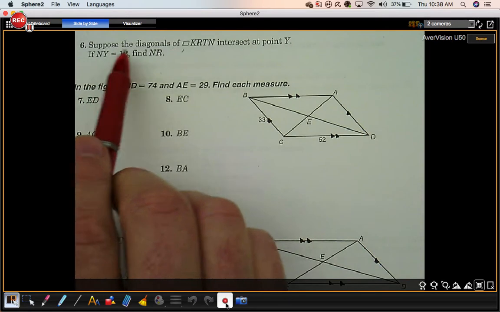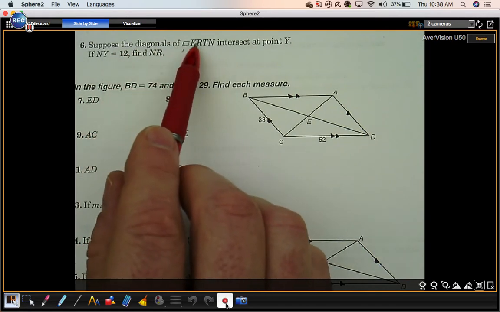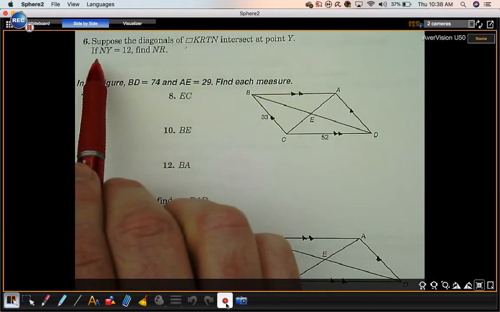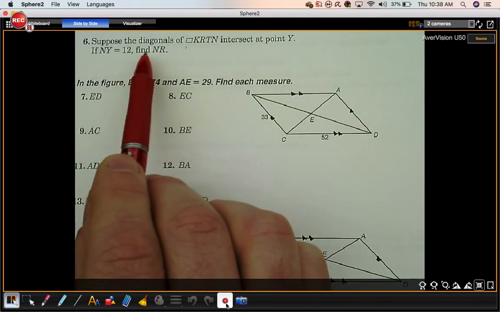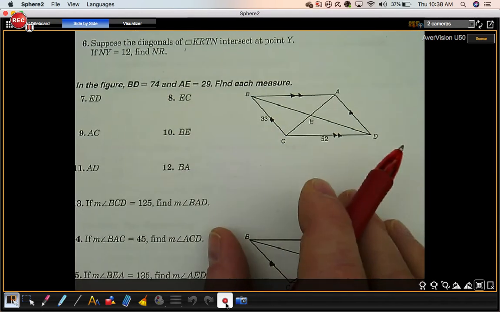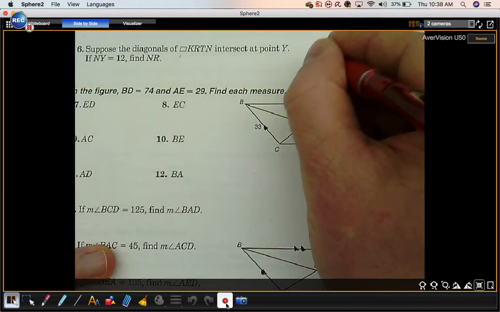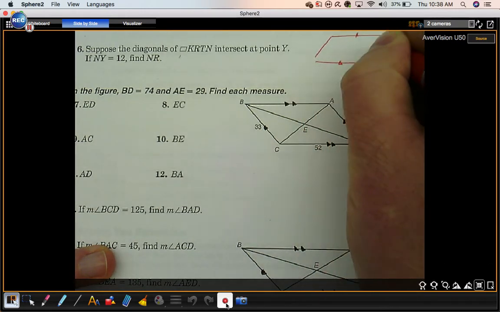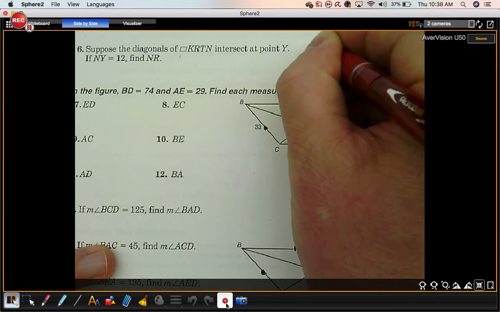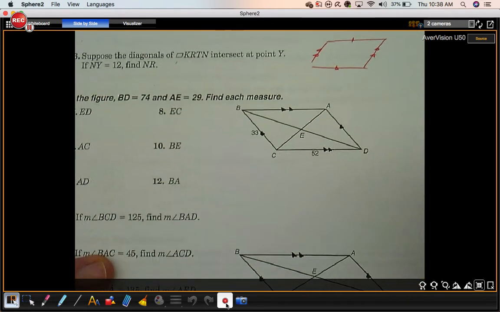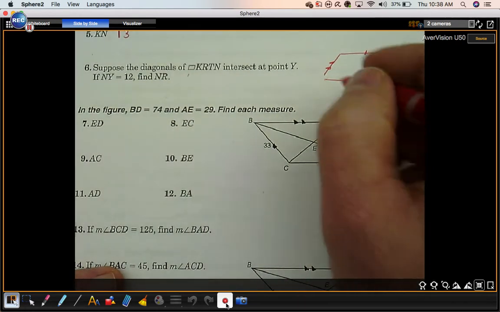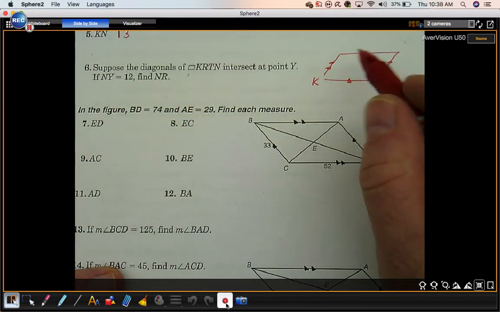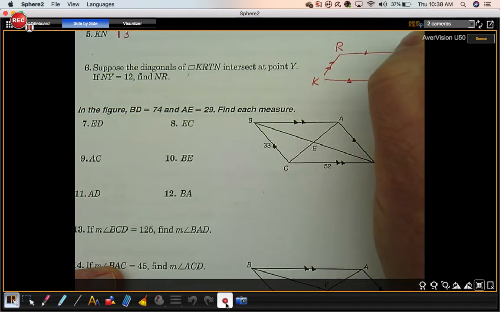Number 6 says, suppose the diagonals of parallelogram KRTN intersect at point Y. If the distance from N to Y is 12, find the distance from N to R. That might seem really complicated. But if you draw yourself a parallelogram and name it correctly, it's going to help you a whole heck of a lot. Okay, so you can put your K anywhere you want, and you can put your R either here or there. It's up to you, but you got to go in order around the shape.